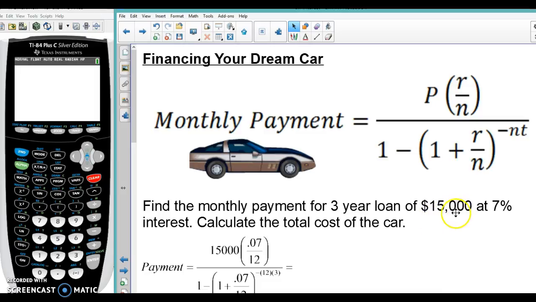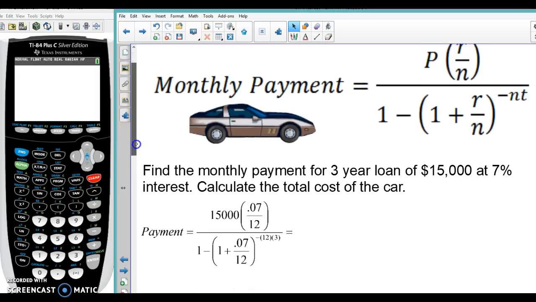So I'm buying a car at $15,000. $15,000 will be my principal. I'm going to repay it over the course of 3 years. So 3 is my lowercase t, and 7% is my rate of interest that I'm going to be charged.